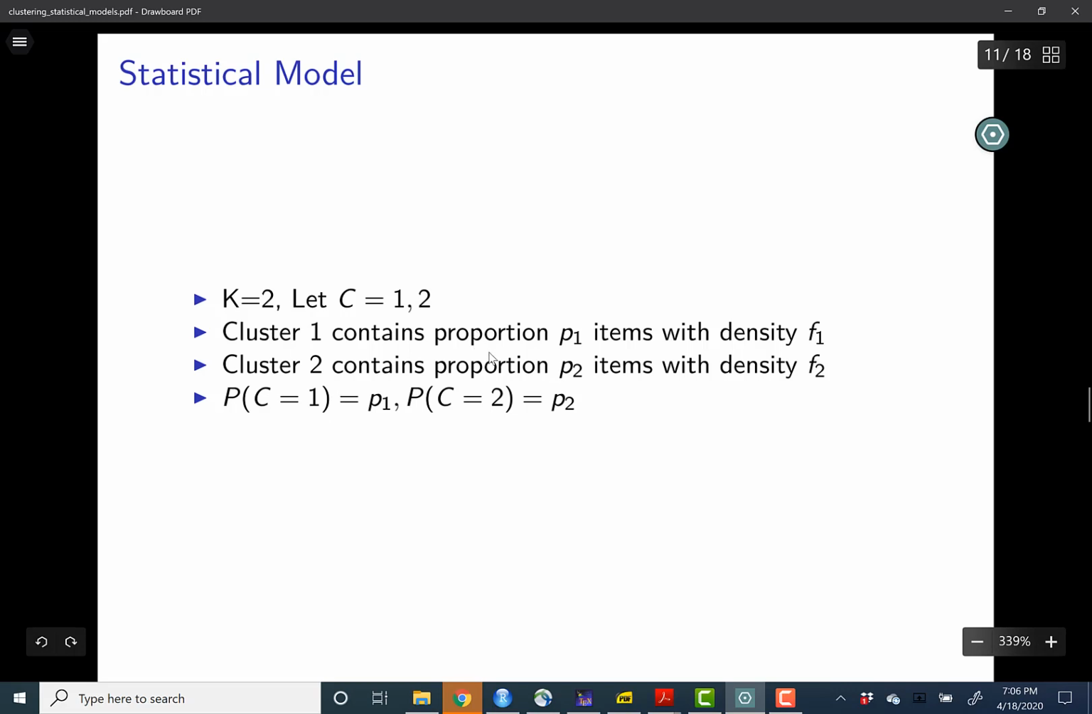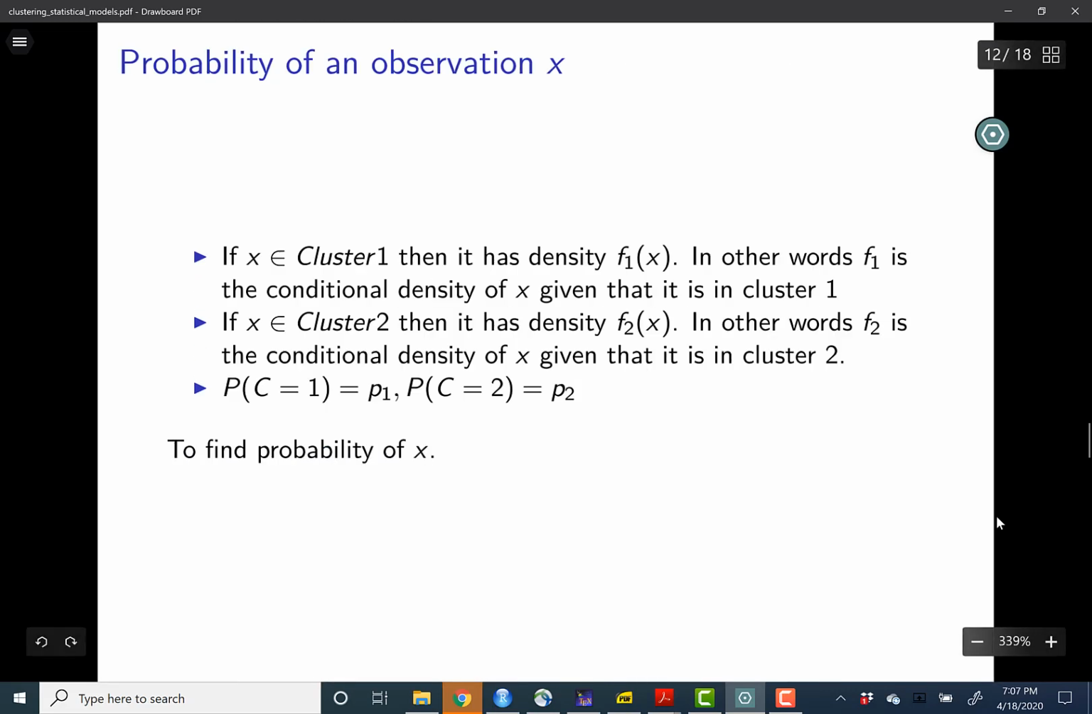So I have two clusters. Cluster 1 has items with density F1. Cluster 2 has P2 proportion of items with density F2. Given an observation X, how do we write the density or the probability of this observation? We know that if X is in cluster 1, it has density F1. In other words, I can say that F1 is the conditional density of X given that it is in cluster 1.